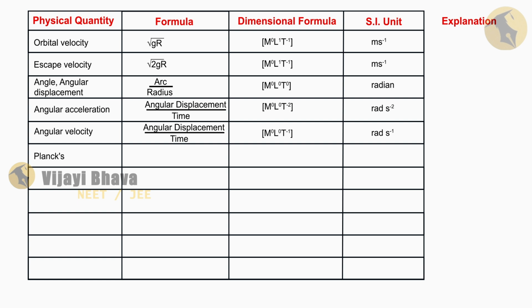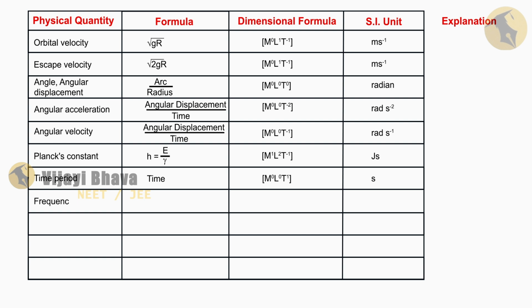The next one, Planck's constant. From Planck's equation, energy E is equal to h nu. Otherwise, Planck's constant h is equal to E by nu. Energy has dimensions M1 L2 T minus 2, by frequency, which is T minus 1. On simplification, we get M1 L2 T minus 1. Next, time period. Time period is nothing but time. So, it is given by M0 L0 T1.